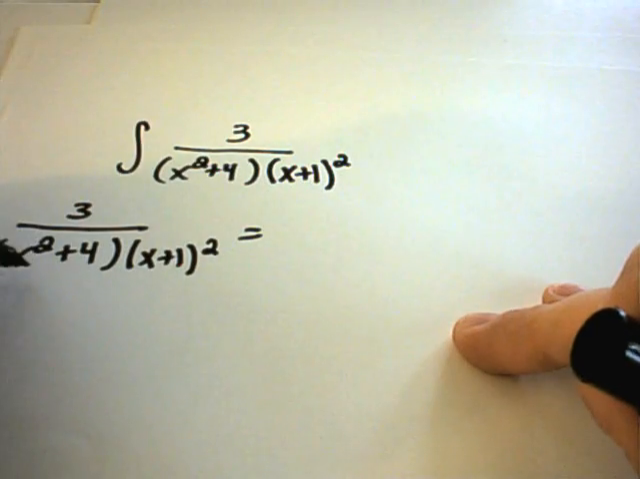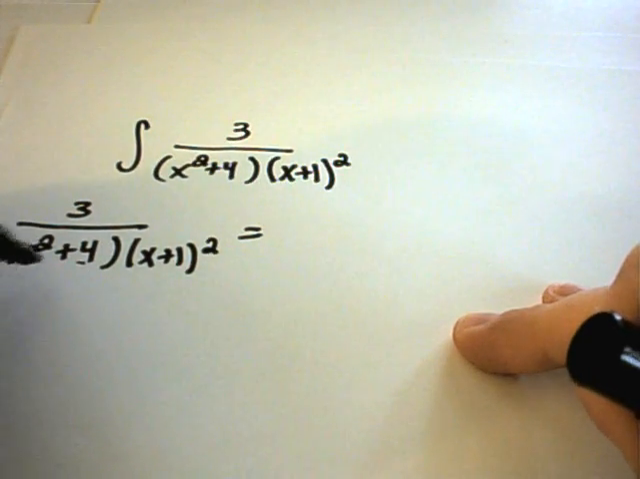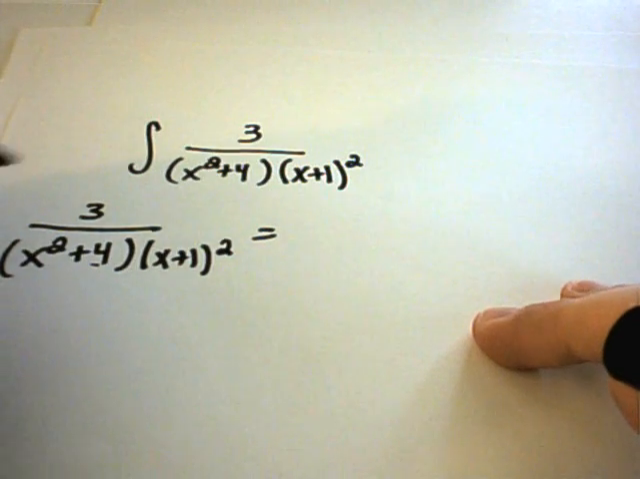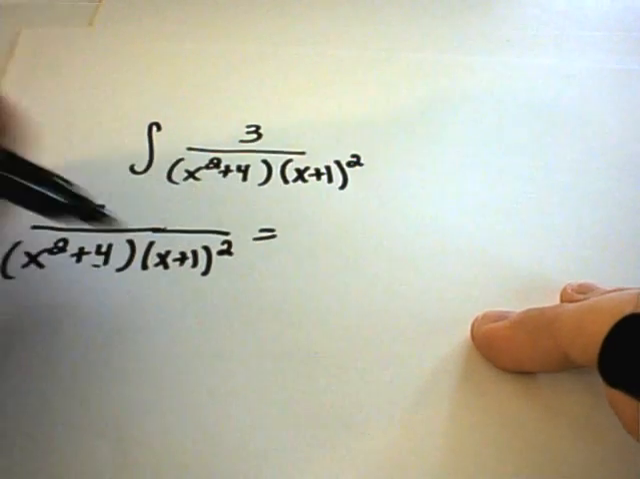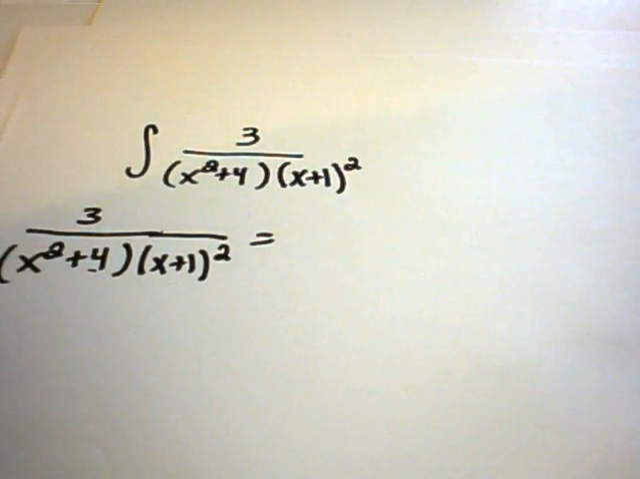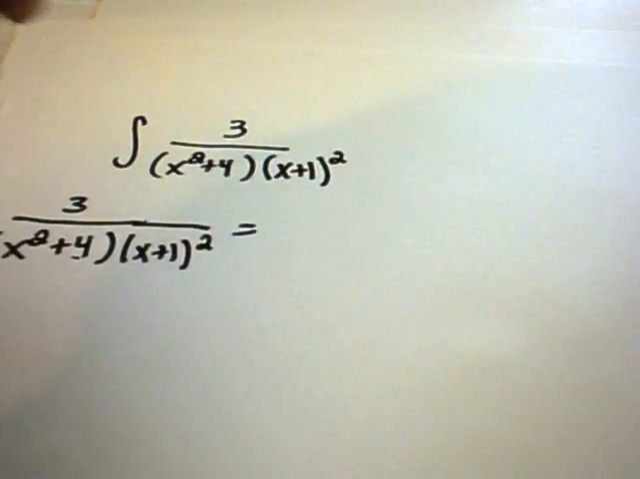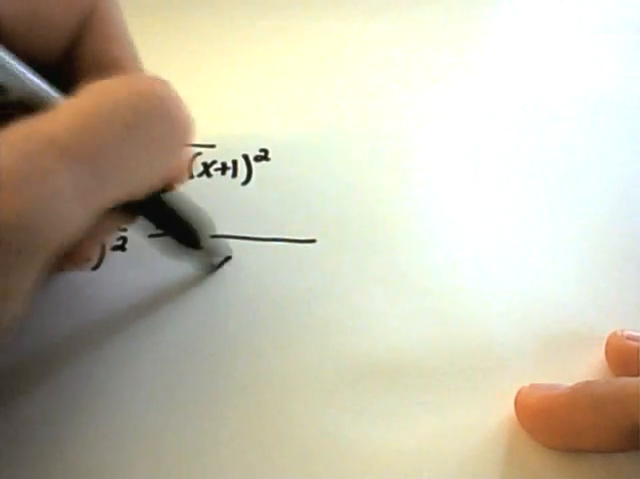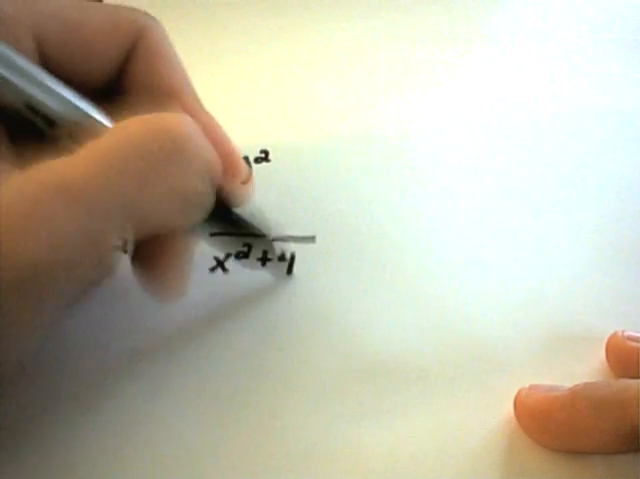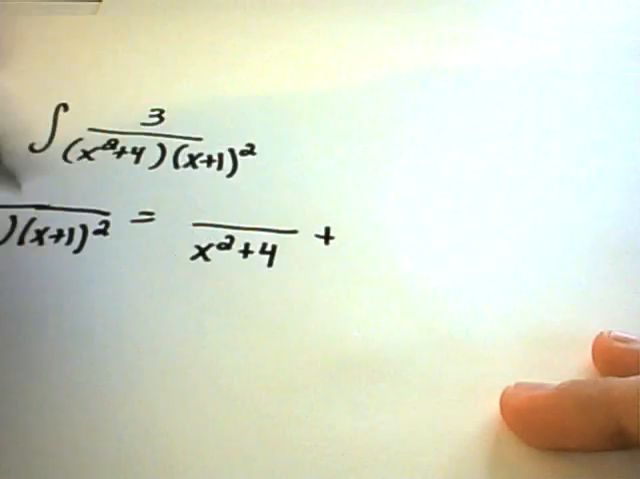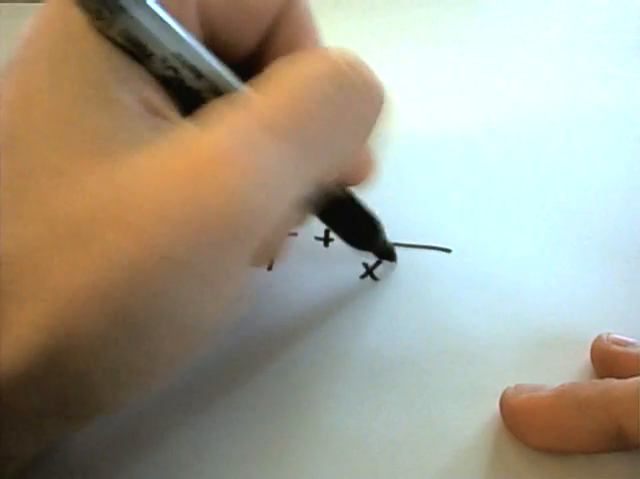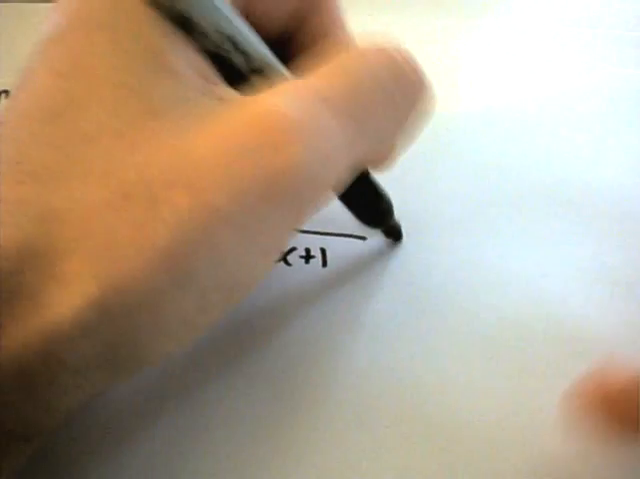So in this case, again, I have a quadratic factor. x squared plus 4 can't be factored. And then I have this repeated linear factor, x plus 1 squared. So it says each little thing gets its own fraction. So there's my x squared plus 4 term. And then we have to build up again to this x plus 1 squared term.